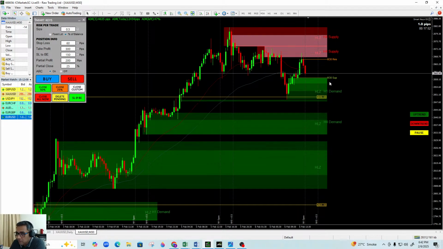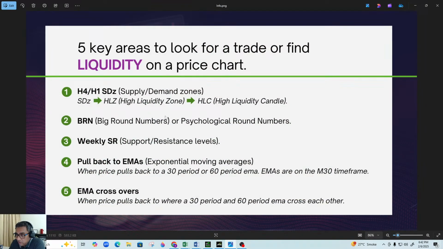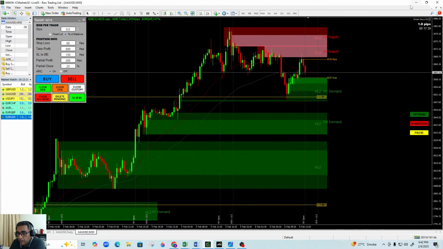That's all price does. It goes to these areas and grabs liquidity. If it finds enough liquidity at one of these key areas, it'll go in the opposite direction. If it doesn't have enough liquidity at one of those areas, it'll go to the next area to grab liquidity, right? That's all price does every day.